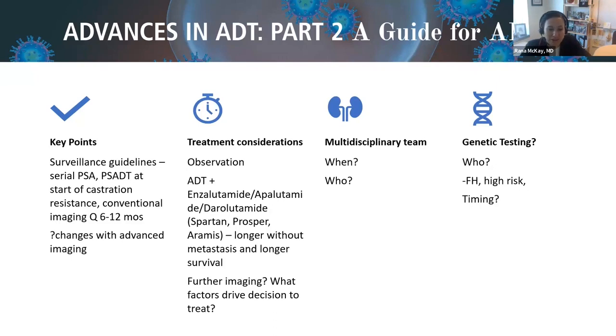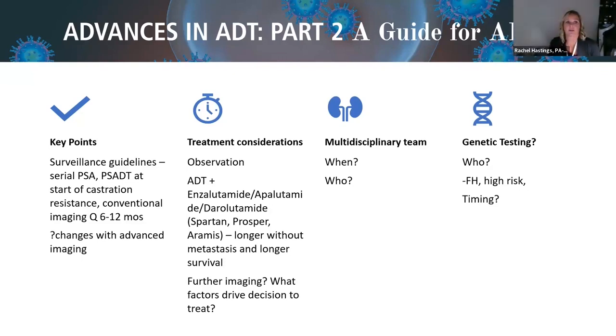So, I think then it opens up the door to, well, what's the role of metastasis-directed therapy for these individuals? Do I treat them like an NMCRPC patient? Do I treat them like an MCRPC patient? So I think there can be some confusion around that.